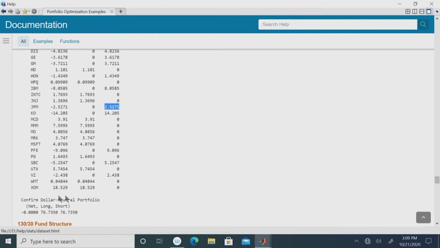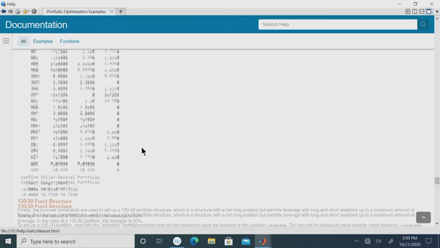Then you confirm the dollar neutral portfolio, and you observe that the long position is the same as the short position with a negative sign, and consequently the net is equal to 0.